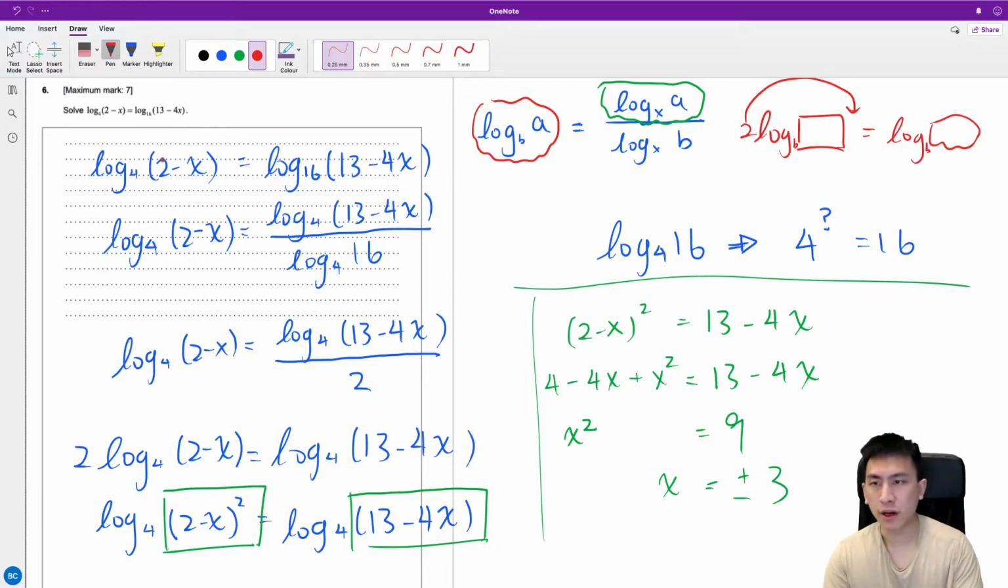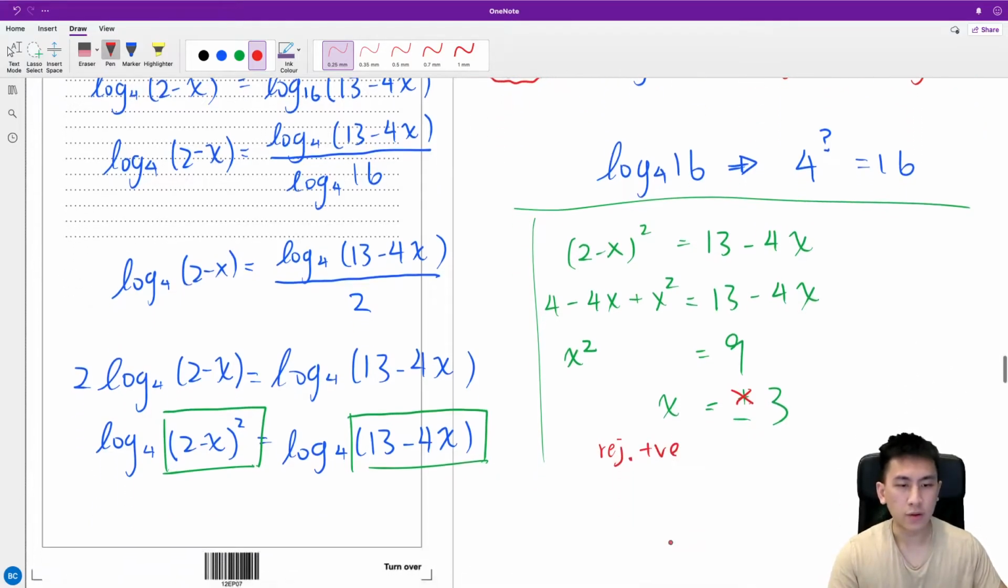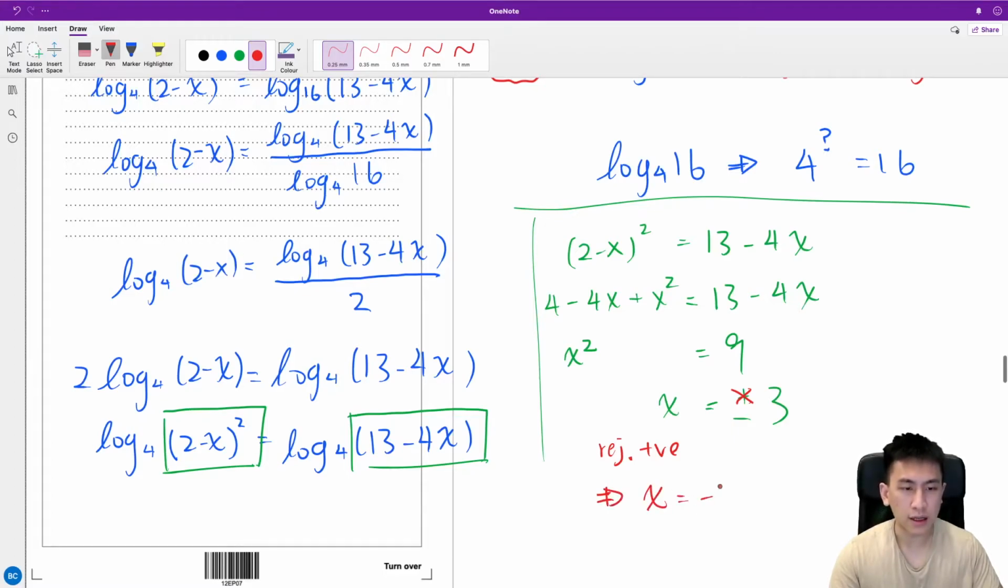All right? So you look at this, right? Oh, actually, straight away you see, right? 2 minus x. You can't do plus 3. If you do 2 minus 3, that's going to give you minus 1. And you cannot log a negative number. That means actually the plus is the one that you've got to reject. So you've got to reject the positive, giving us only the solution of x equals minus 3.